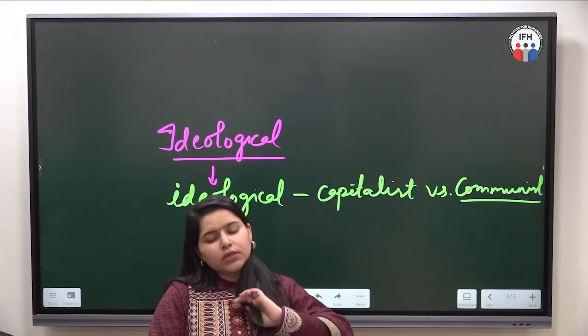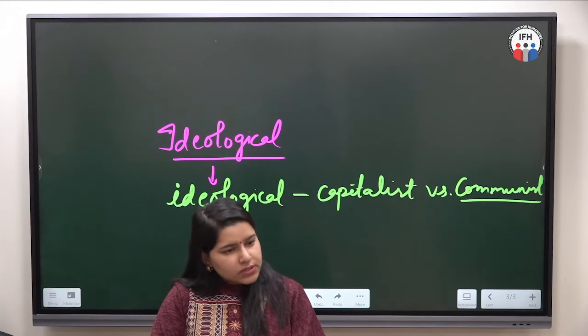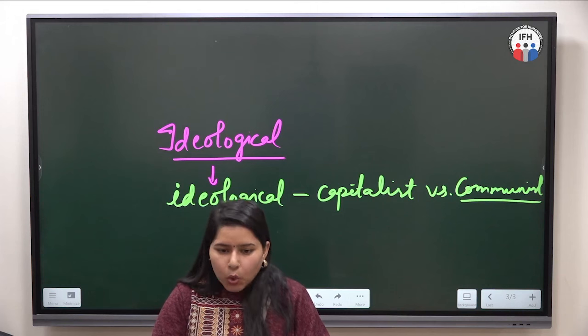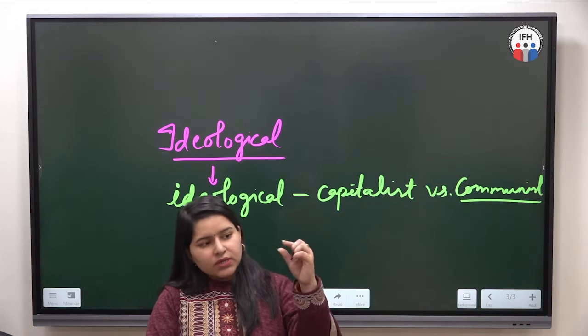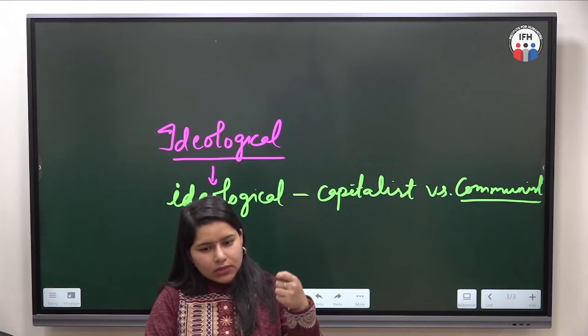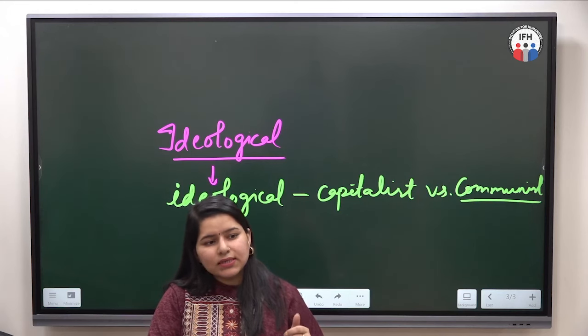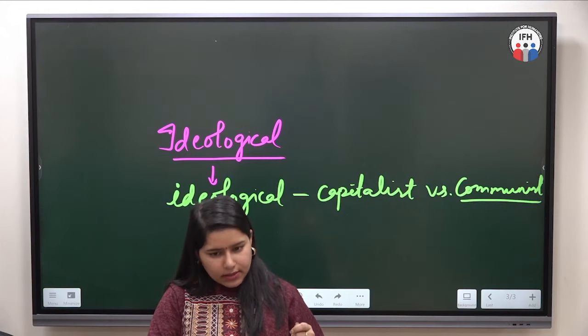Then what happened? The Iron Curtain speech of Winston Churchill. This further intensified the Cold War. This much you have understood? This much is clear to you? Any other doubt so far? Right. So these were the immediate causes. What are the immediate causes? The Potsdam Conference, and second is the Iron Curtain.